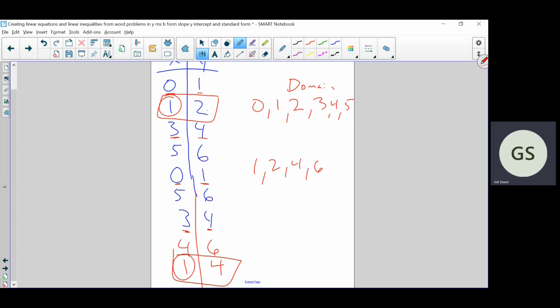Mr. Gill, are your 5s repeating too? On my 5, for the x's? Yeah, but you don't write them twice. When you write the domain and the range, you do not repeat a value. So I don't repeat that 5. The 1 repeated also, but I don't repeat the 1. What else repeated? The 3s. I didn't write 3 twice. You never write a number twice in the domain or the range. And make sure you put it in order from smallest to largest.